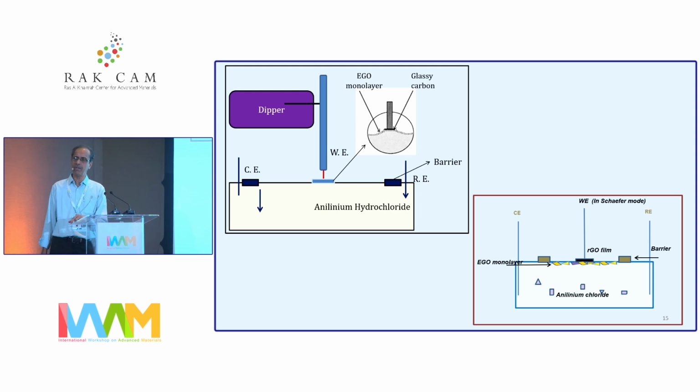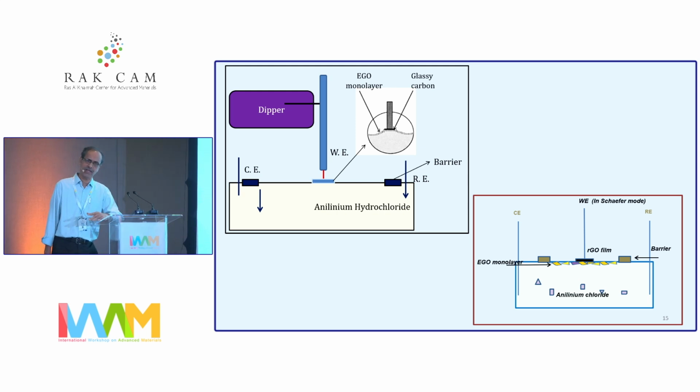I'll take one example and then explain what it is. In this particular case, I'm just going to polymerize aniline. It's polyaniline, known for a long time. But I'm going to polymerize aniline at the interface.